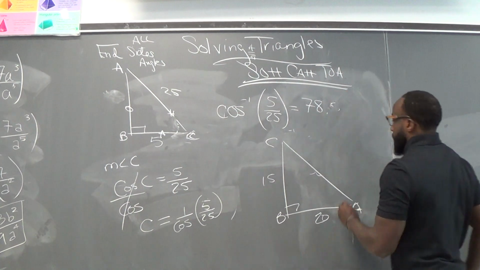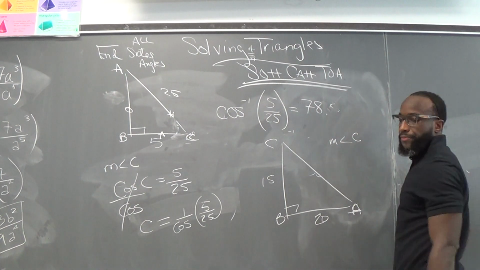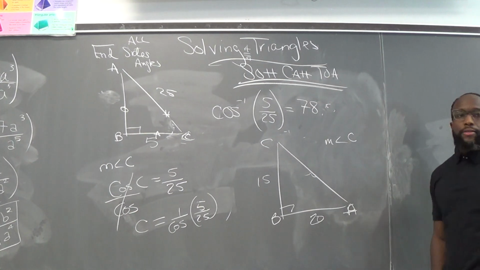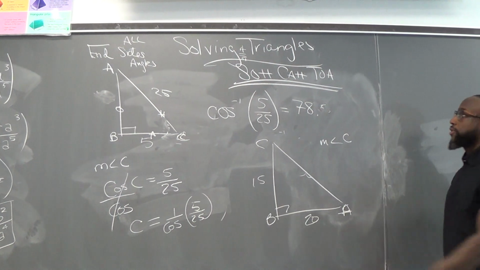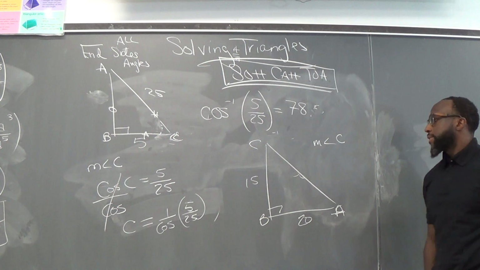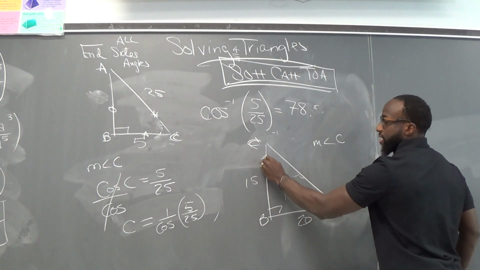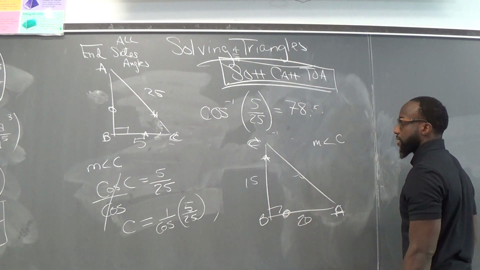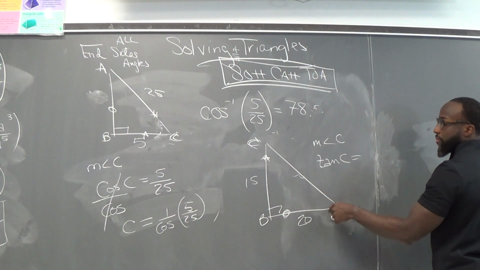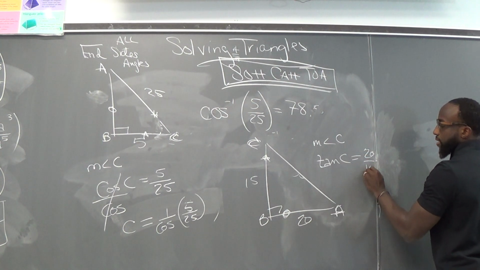Right. Let's find the measure of angle C. Alright? Find the measure of angle C. What would be the ratio? Alright, based on C, what's our trig identity? What would be TOA, very good. Tangent, right? Based on C, we have the adjacent side to C, and we have the opposite side to C. So, it would be tangent C equals, what's that? Opposite over adjacent, right?